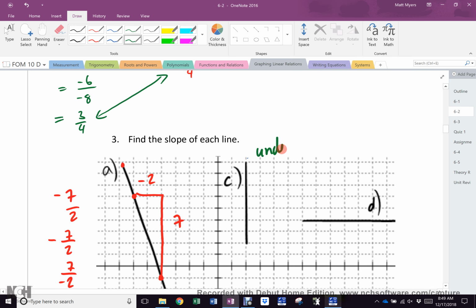Is C 0 or undefined? Undefined. Why? Because it's straight up and down. That's not a slope, that's a fall. What's D? 0, because that's not a slope.